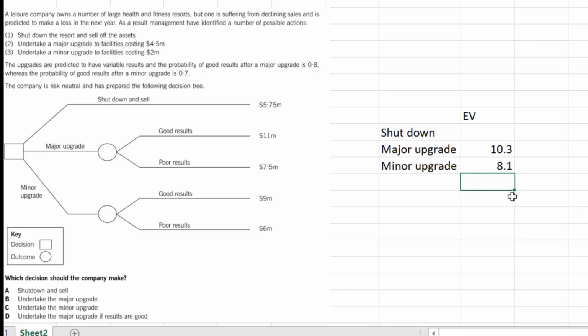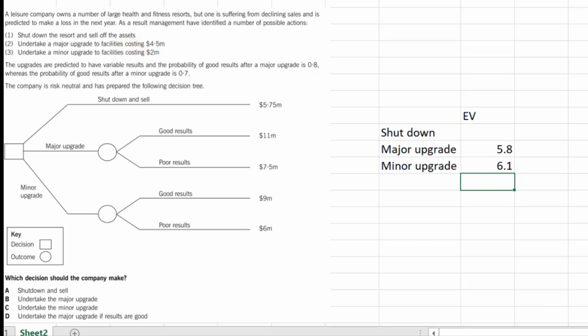Now, the only thing we have to do then is subtract from that the costs of the upgrade. So I can just come back into this cell. Let me wrap what I did in brackets. Okay, and now I can subtract from that the 4.5 million of cost. Minor upgrade had 2 million of cost. Wrap those in brackets, parentheses, excuse me, minus 2, 6.1.